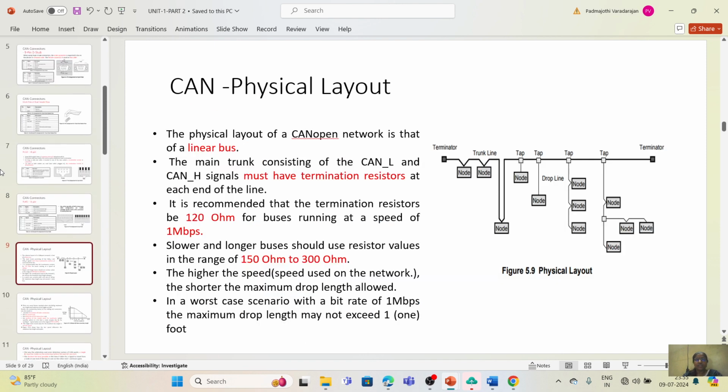This is the CAN physical layout, showing how it is connected between the two terminators. The physical layout is that of a linear bus. The main trunk consisting of CAN low and CAN high must have termination resistors at each end of the line. The recommended termination resistor value is 120 ohm at a running speed of 1 Mbps.